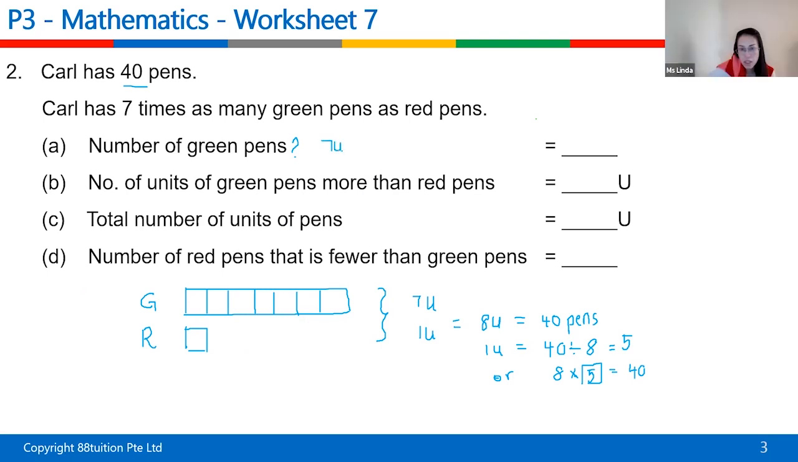So 1 unit is how many? What's the answer for 1 unit? 5.